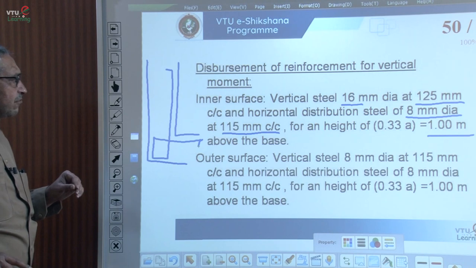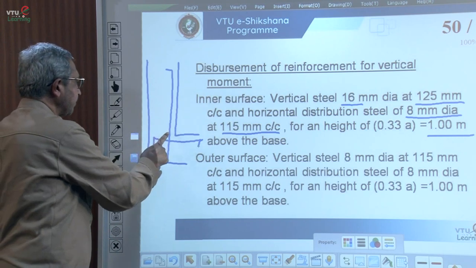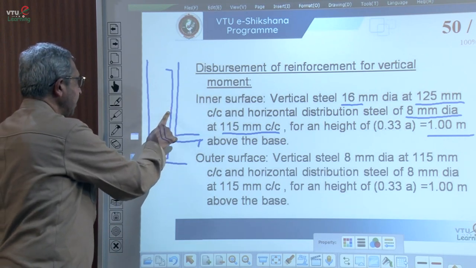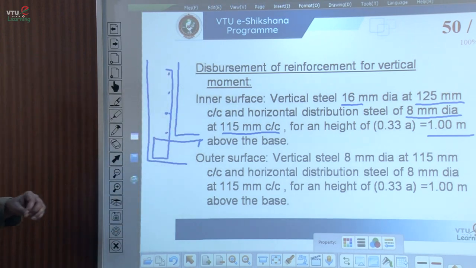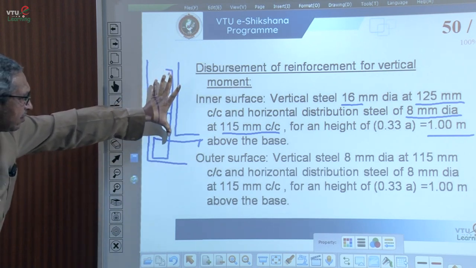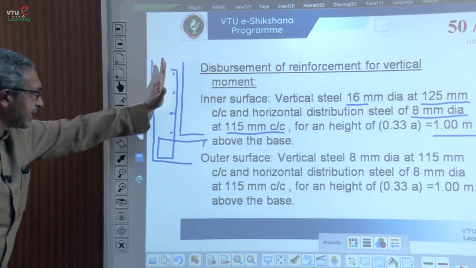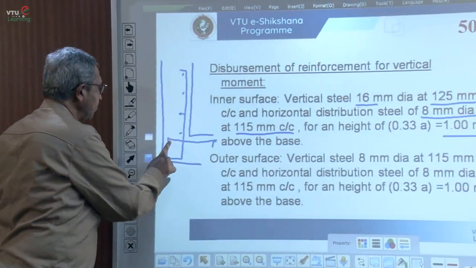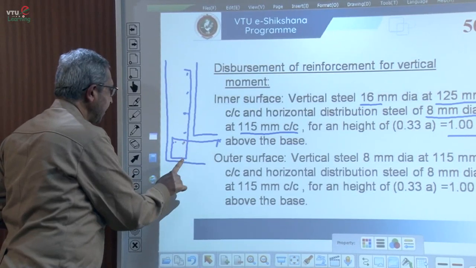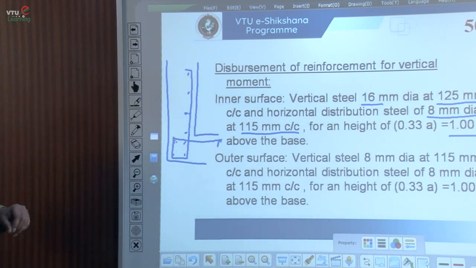And for this, we are providing distribution steel of 8 mm diameter, at a spacing of 115 mm center to center for a height of 1 meter from the base. And this steel is anchored in the base slab. The vertical steel provided is anchored in the base slab. And here we need to provide the same distribution bars inside the loop also.